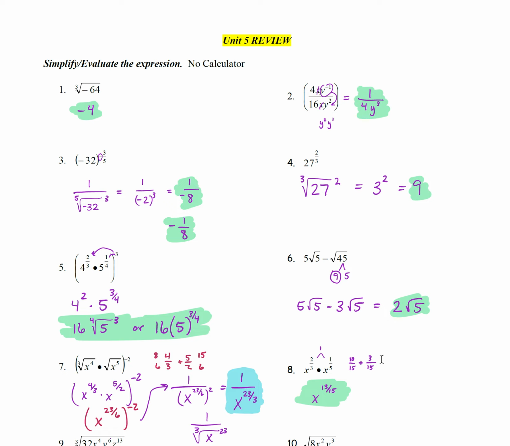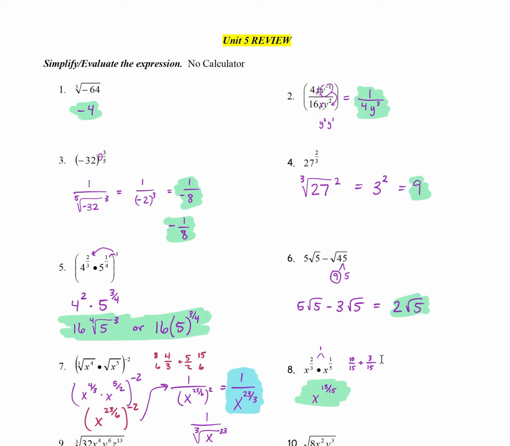Okay, looking at this first one, we're just taking the cube root of negative 64. The cube root of a negative is still negative, and the cube root of 64 is just 4. So that's one of the perfect cubes you should know. If you look at number 2, let's deal with the powers first.